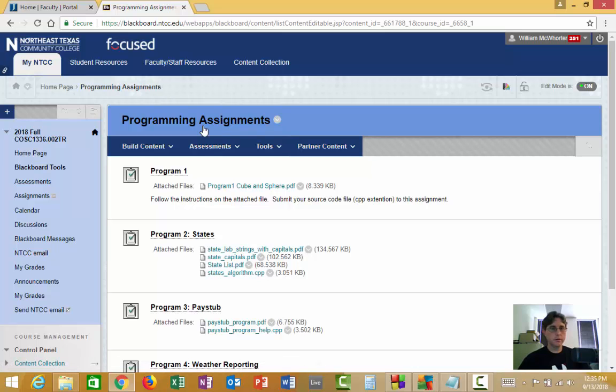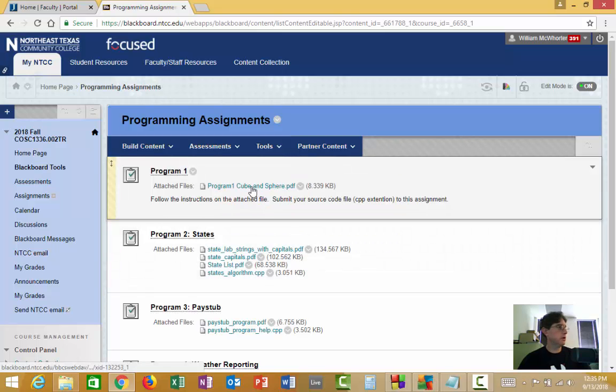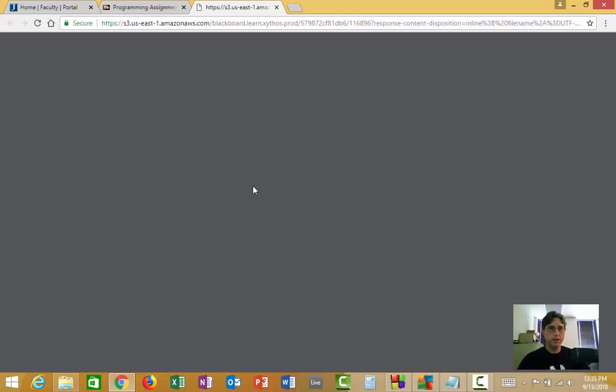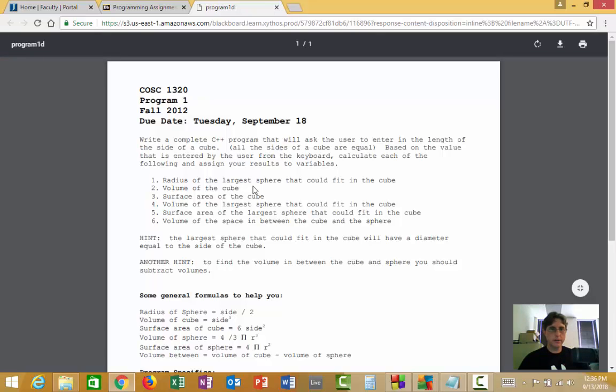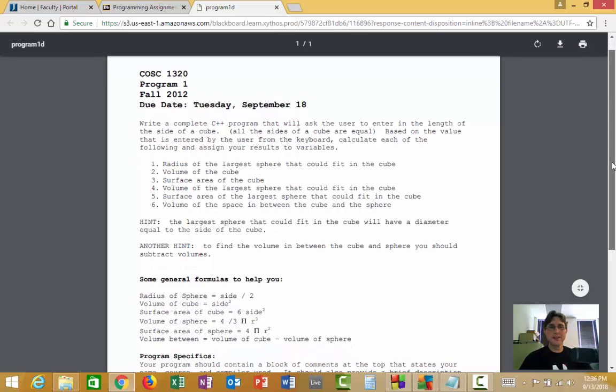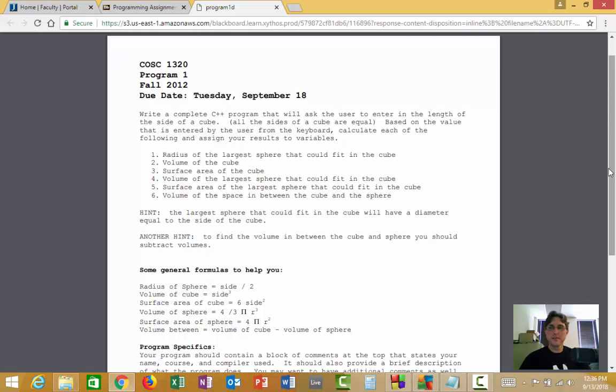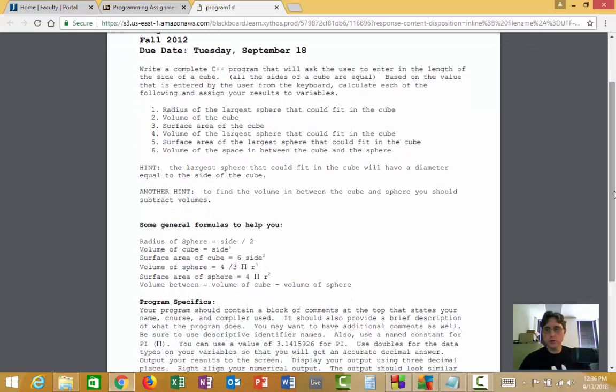So we're going to do Program 1, Cube and Sphere. So there's a PDF file that has some instructions there. So go ahead and look at that. Obviously, that's not the right due date or year. It's not even the right course number anymore because we've changed that.